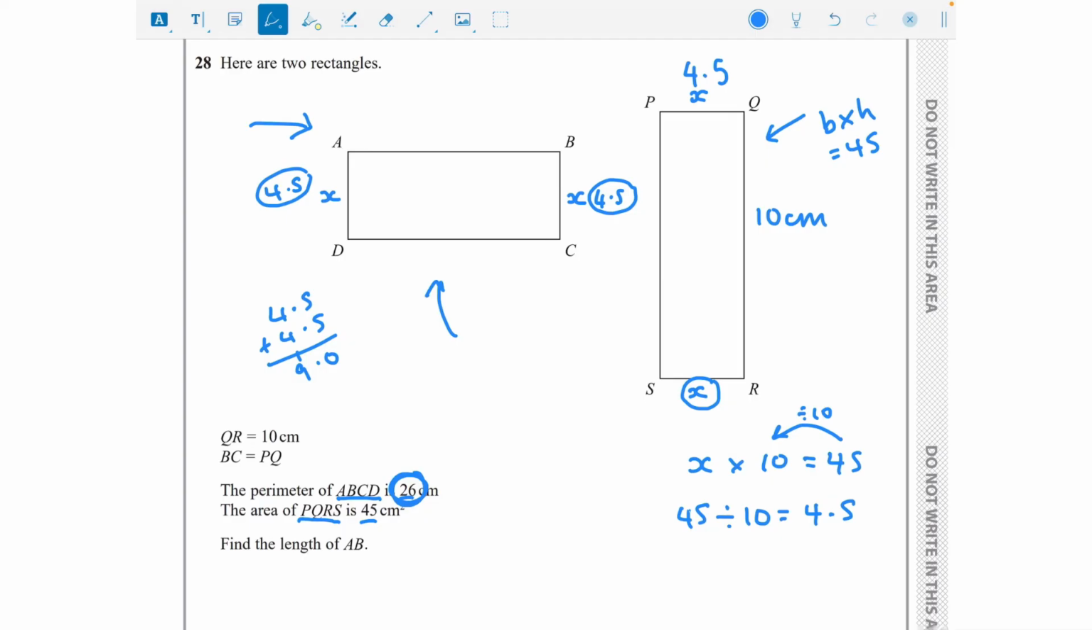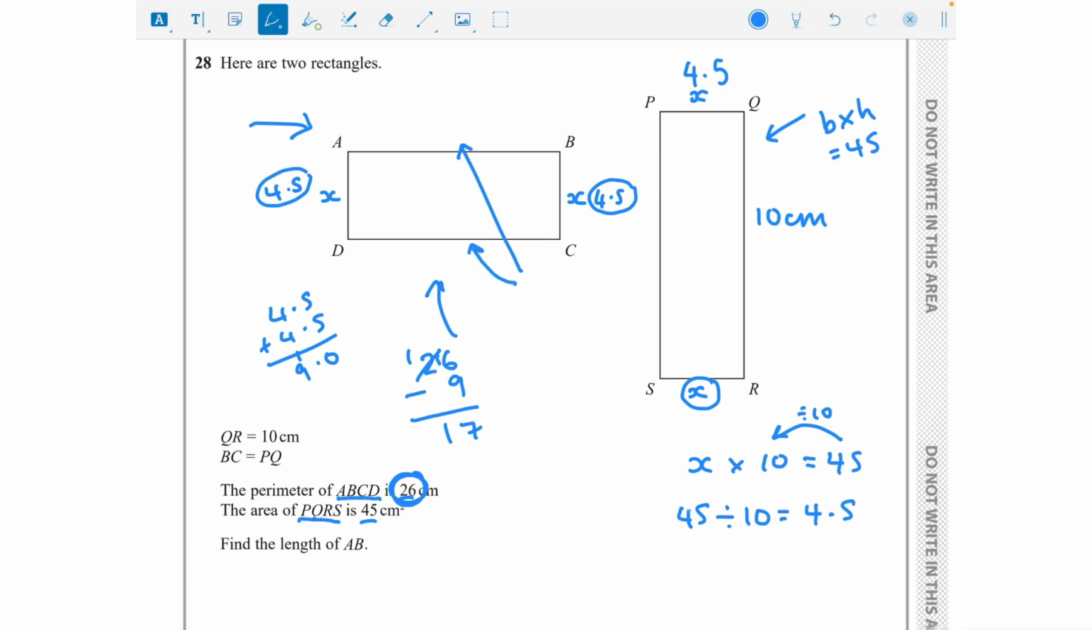So what would I need to add to 9 to get 26? 26, take away 9. If there's more on the floor, borrow from next door. 16, take away 9 is 7, and then we've got 1, take away nothing. So that's 17. 17 add 9 is 26. So I need these 2 sides together to make 17.